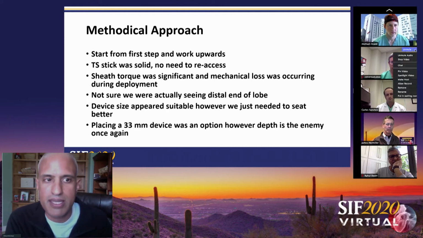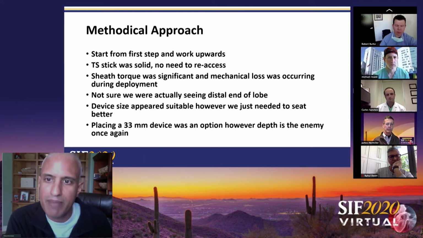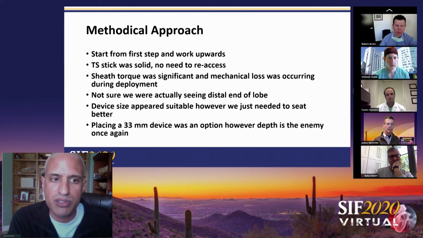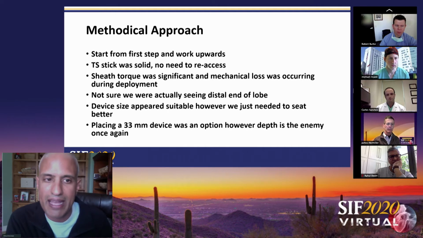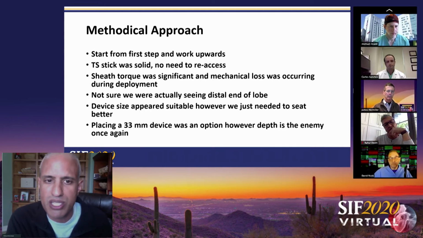We re-looked at the TS stick. We were happy with the transeptal stick, so we decided there was no need to re-access. The sheath torque, though, was significant. Mechanical loss was definitely occurring during deployment, during the fact that my hands were actually deploying it. Something mechanical was occurring. So we were not even sure we were seeing the distal end of the lobe either, because on TE, we were being told something different than we saw in angiography.